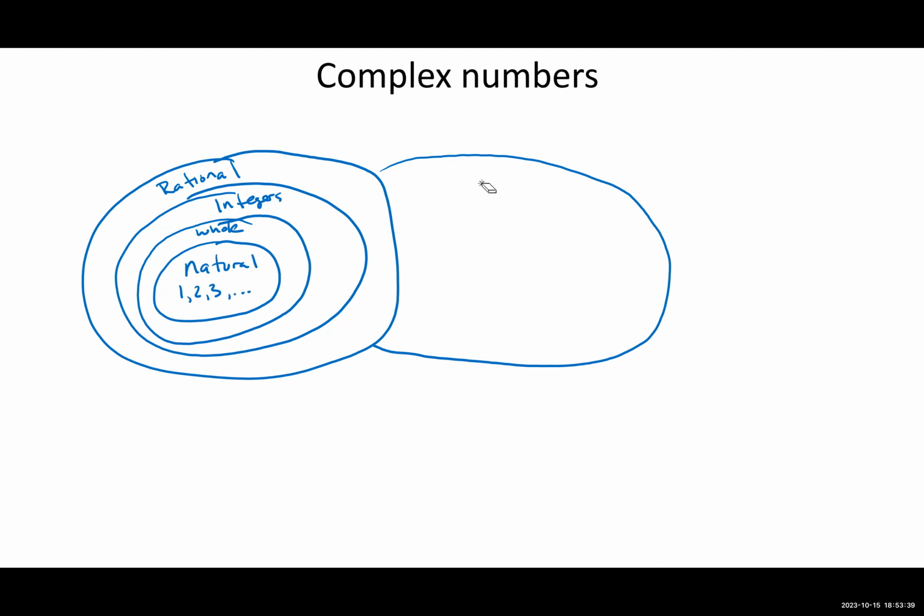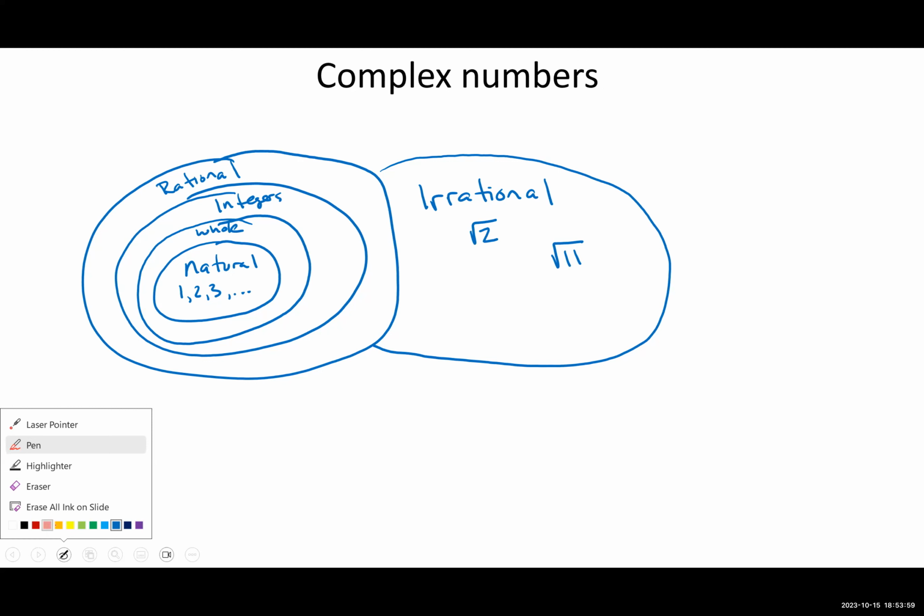Let me write that a little bit neater. Irrational. So irrational numbers are like the square root of 2 or the square root of 11, square roots of numbers that don't simplify. It's not every square root. So for example, the square root of 4 is a natural number, right? Because the square root of 4 equals 2. But irrational numbers, to be technical, are non-terminating, non-repeating decimals. Pi is over there, right? The number e is over there.